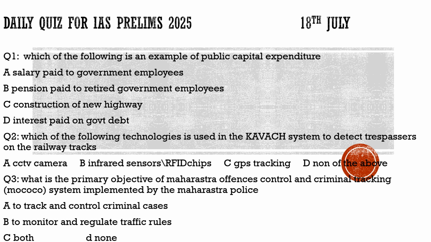We also know that we have UAPA, and we have the MCOCA system in Maharashtra. So there was no need for that bill. With respect to the MCOCA system, here the question is, what is the primary objective of it? First, is it to track and control criminal cases? Is it to monitor and regulate traffic rules? C, both. D, none. It is definitely A, to track and control criminal cases. So for question number three, the correct option would be option A.